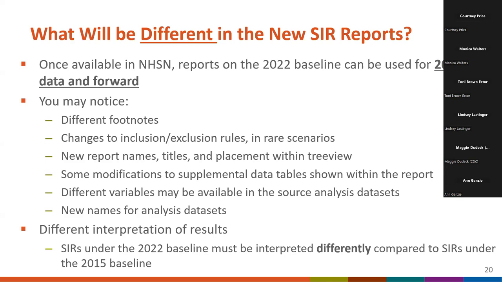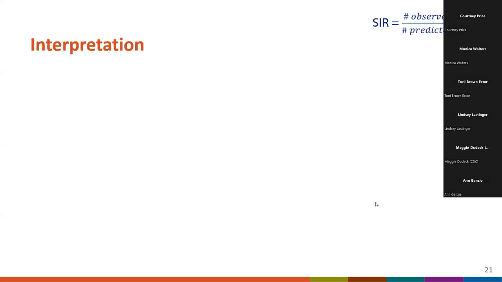But the biggest change when using SIRs under the 2022 baseline may not be from the reports themselves, but it's actually how you interpret the data being shown in those reports. SIRs under the 2022 baseline need to be interpreted differently compared to SIRs under the 2015 baseline. And we're going to walk through an example of how to interpret these results.